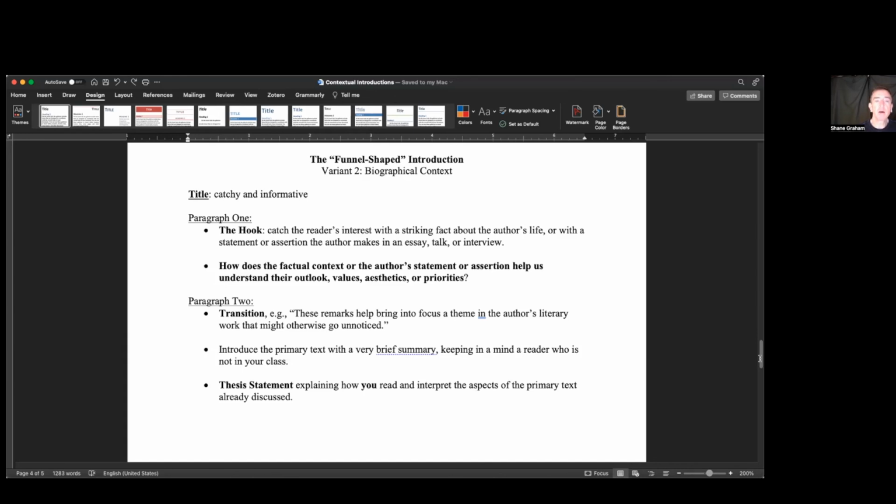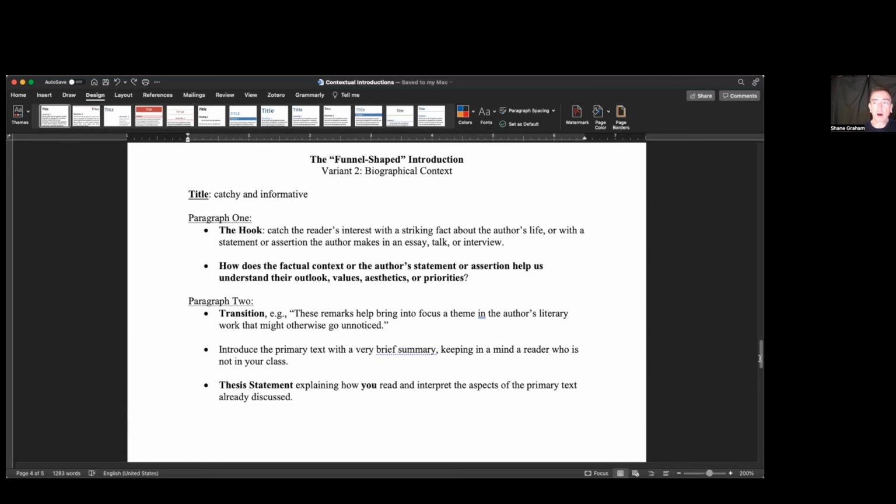This is just one possible example of how you might make that transitional move from the first into the second paragraph. And then you introduce the primary text, give maybe a very brief summary, and then offer a thesis statement that explains how you read and interpret the aspects of the primary text already discussed. And so this might be a matter of adding your own point of view to what the author has already been quoted as saying from an essay that they wrote. These are only two possible variants.